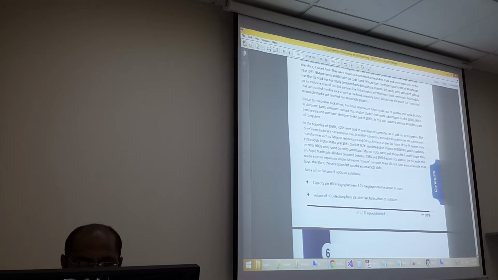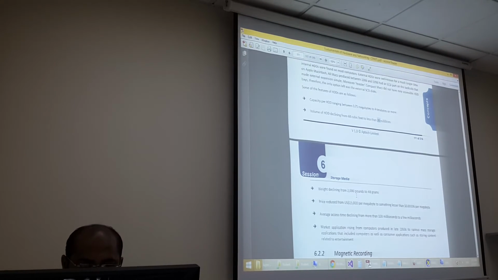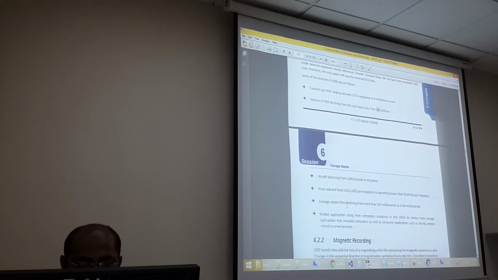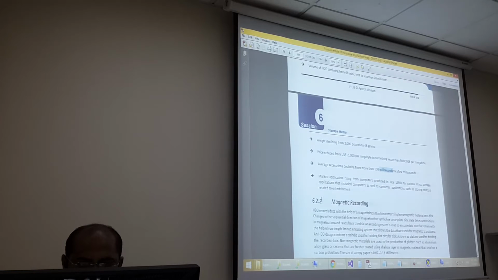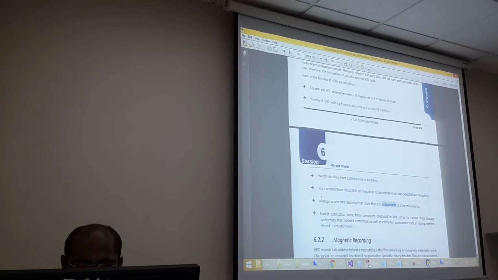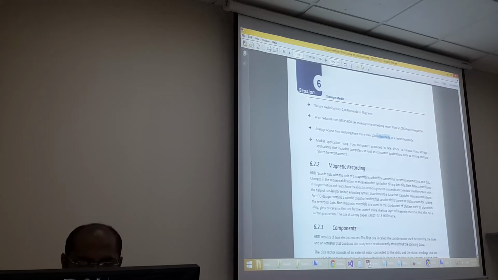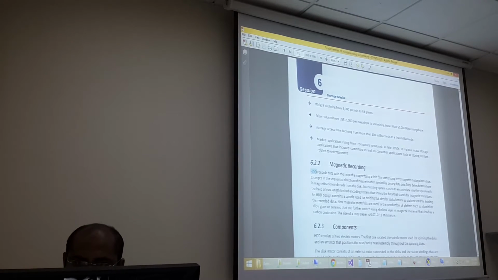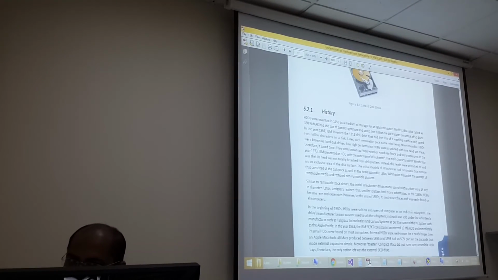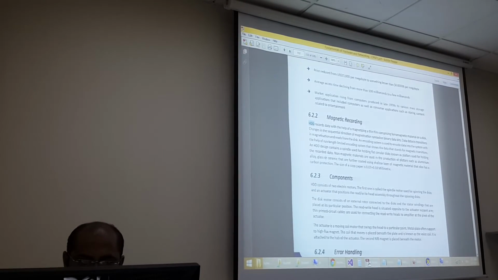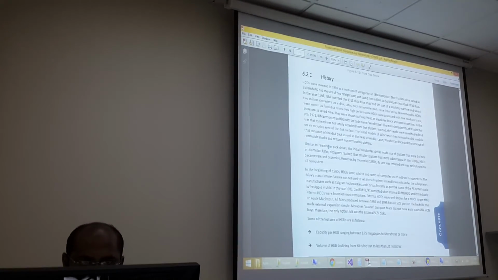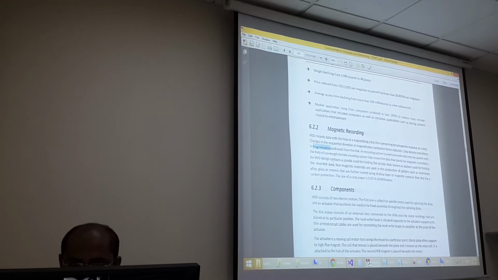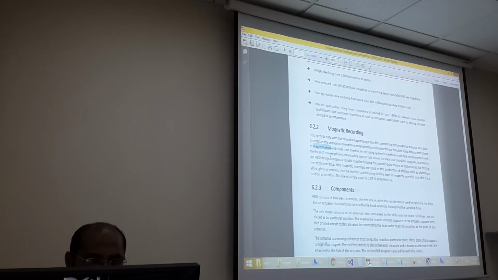And regarding the size, the thickness, weight, price, and access time, all those are the factors. I think it will be repeated again. Then you have magnetic recording. The HDD records data with the help of magnetizing thin film components. So this HDD is actually magnetic. It's not a separate topic. HDD is also magnetic. It uses magnetic principles.